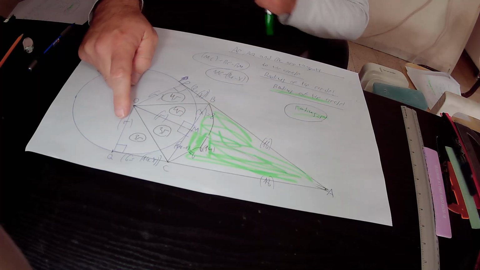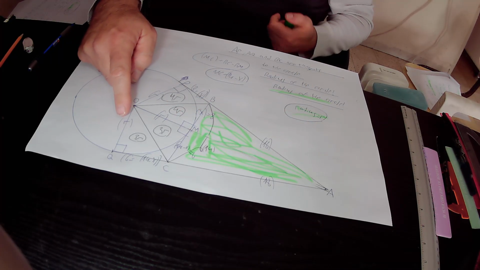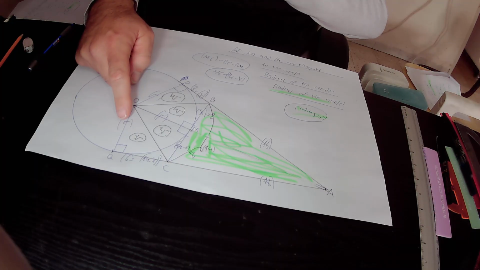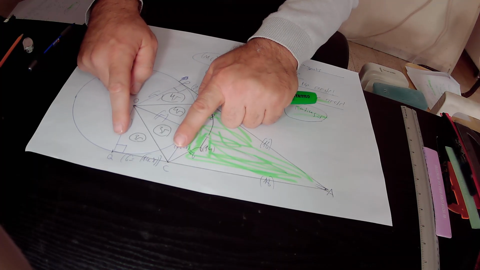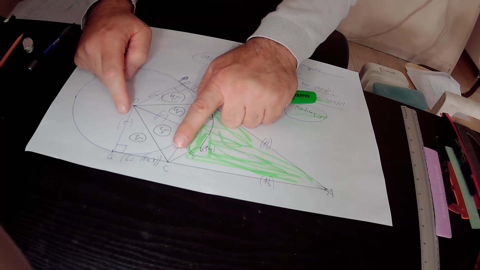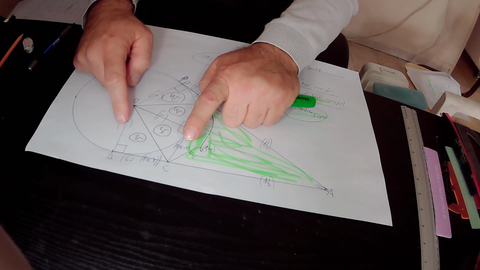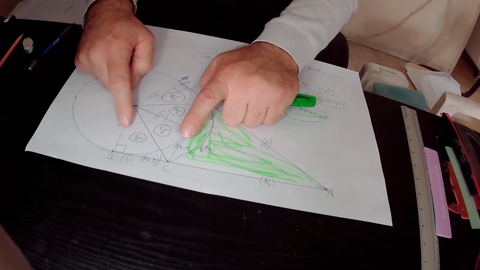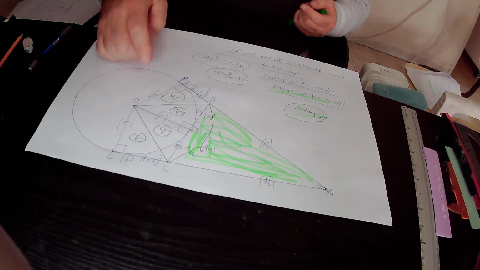Likewise, what is the area of this right triangle OQC? This right triangle OQC equals the base QC times the height QO, that is R over 2. So in total, the area of this triangle OQC equals 6R over 2. 6R over 2 is also 3R.